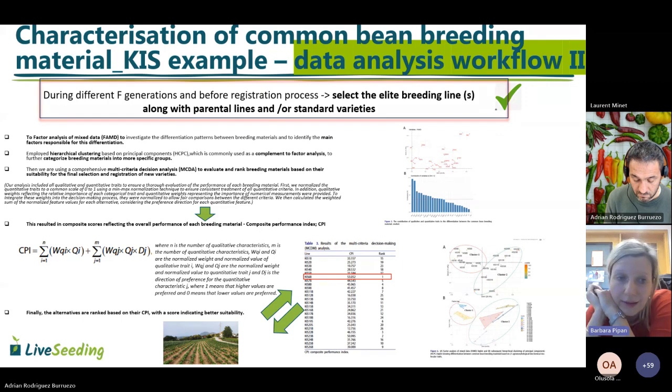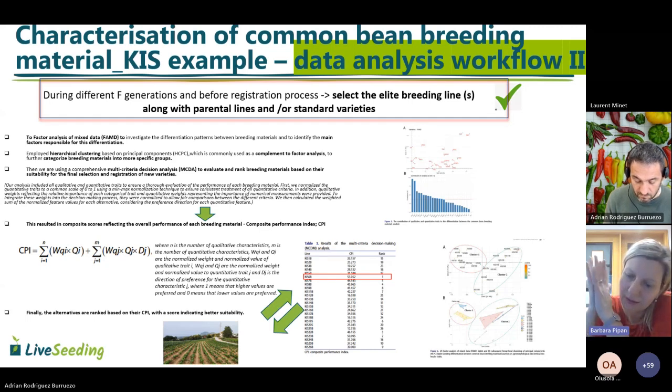And then at the end, of course, we are using a comprehensive multi-criteria decision analysis to evaluate and rank breeding materials based on their suitability for the final selection. So the result of this analysis is composite scores reflecting the overall performance of each breeding material. And this is the Composite Performance Index, CPI. And this index is very important.